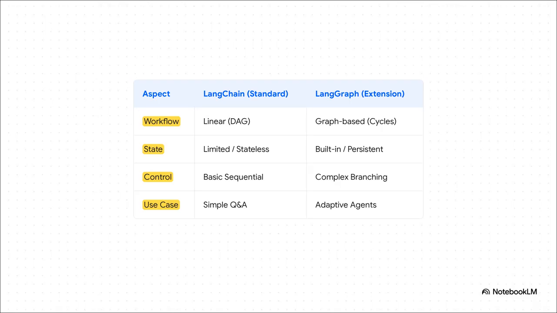If you put standard LangChain and LangGraph side by side, the difference is stark. Standard LangChain is linear and mostly stateless. It's great for simple Q&A bots and quick prototypes. But LangGraph? That's built for the complex stuff. It supports cycles, it has a memory, a persistent state, and it allows for all kinds of complex branching and looping. It's the architecture you need if you're building a truly adaptive agent that has to think on its feet.